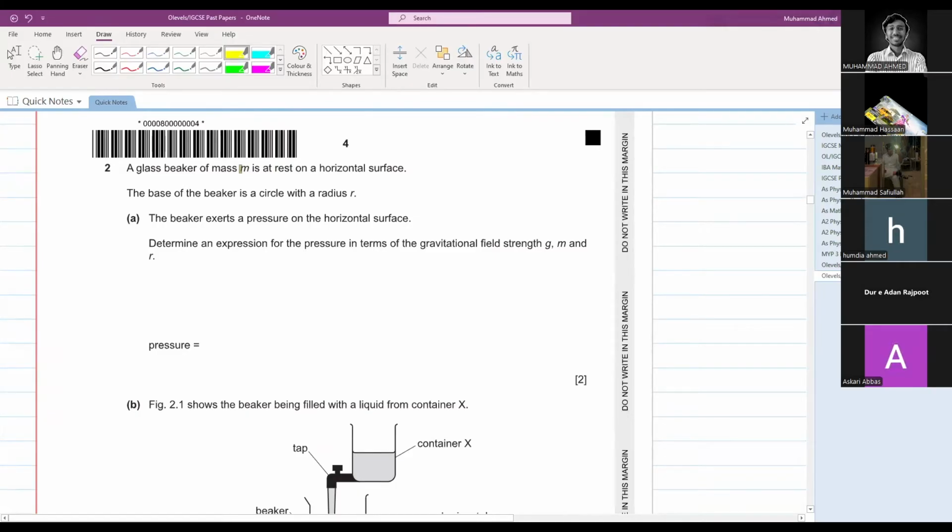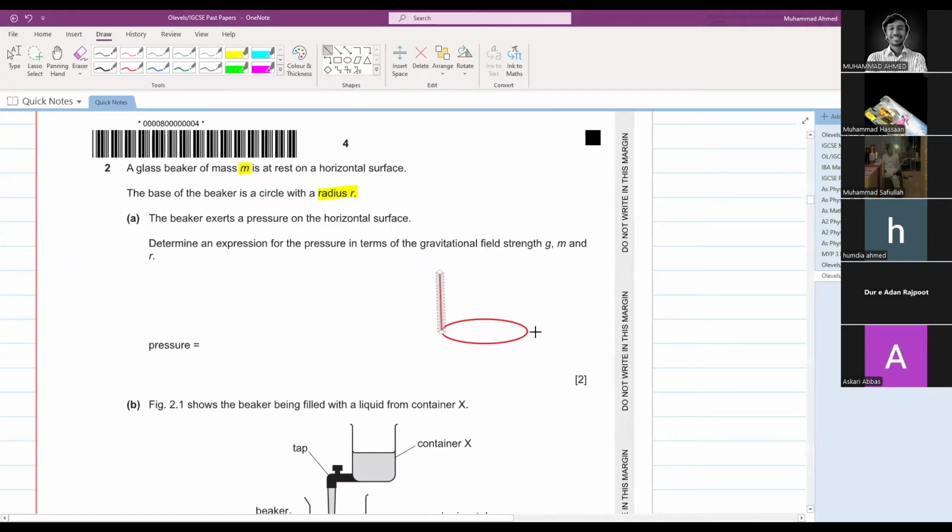Let's see this. A glass beaker of mass m is at rest on a horizontal surface. The base of the beaker is a circle with a radius r. The beaker exerts pressure on the horizontal surface. Determine an expression for the pressure in terms of gravitational field strength, m and r. What a beautiful question we have here. We have a beaker that has a circular base area.